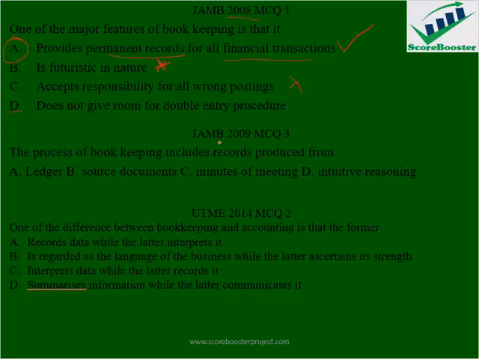In 2009, question number 3 also, the same JAMB. The process of bookkeeping includes records produced from... Actually, there are certain things we have not covered, but at least I will shed more light on this. This is the elementary aspect. The primary job of bookkeeping is from the source book, not from the ledger. Ledger is an account. Not from the minutes of the meeting, because a meeting is not a monetary term. It's not from proper reasoning or our IQ. No, it's from the source book.